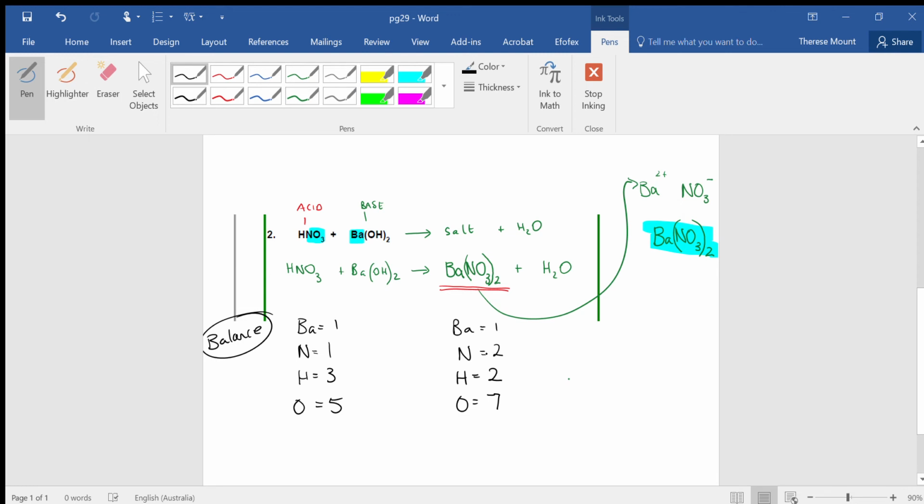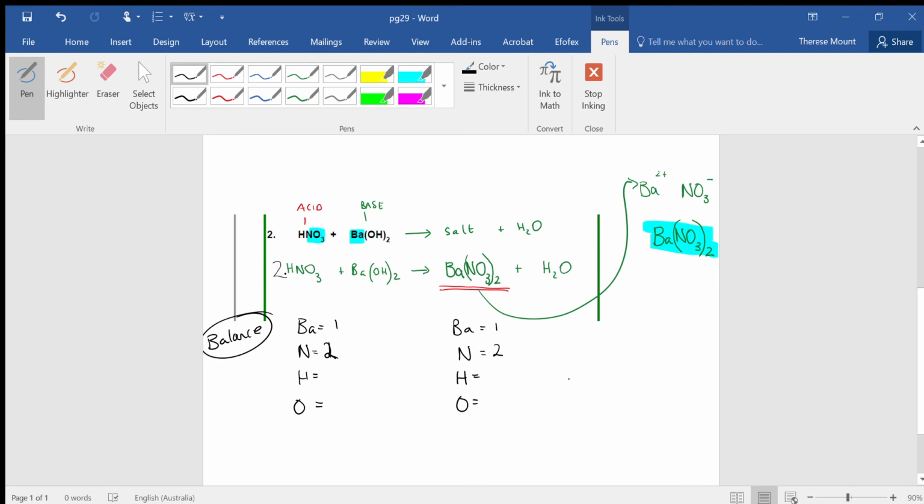Let's start with the nitrogen. Always leave hydrogen and oxygen last. So how am I going to fix this? I'm going to put a 2 there and see how I go. Okay, so now I've got 2 nitrogen, but my other things might have been messed up. Barium's not affected, but that's all right. Okay, so barium's still all good. Nitrogen now is fine, but my others might be a bit messed up now.